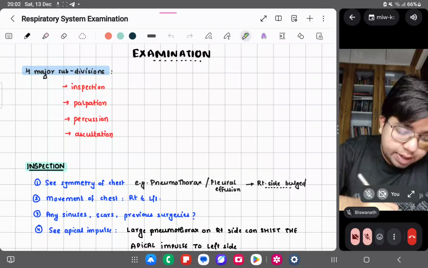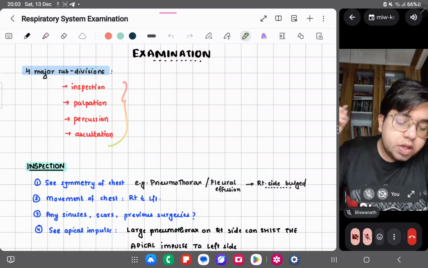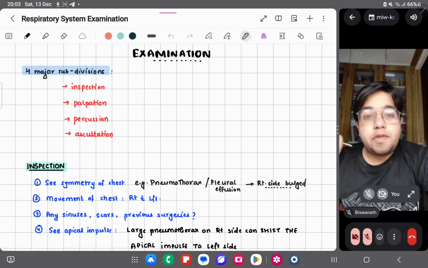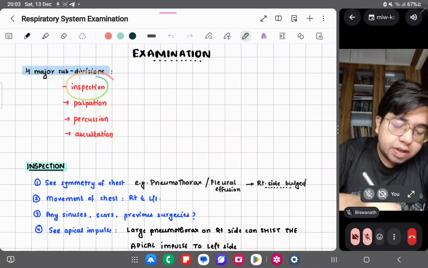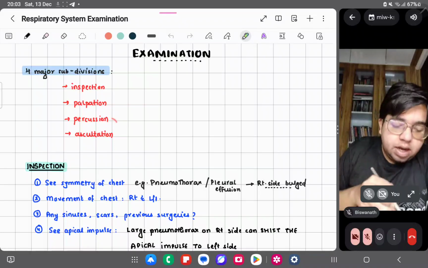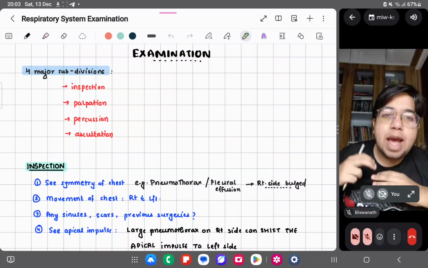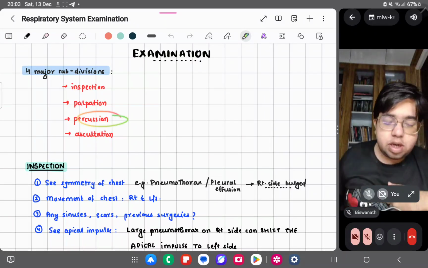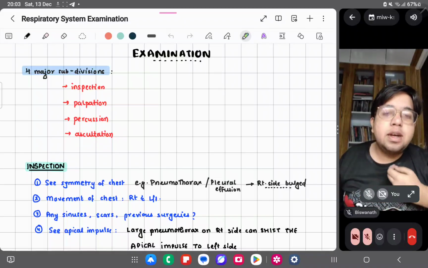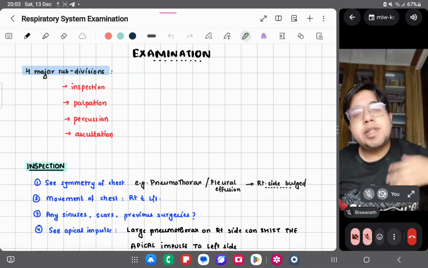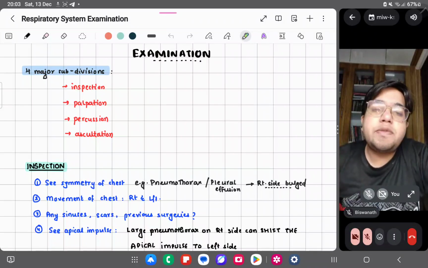Here it is written. Four main divisions, which you start studying from first year itself, are inspection, palpation, percussion, and auscultation. Inspection is what you see visually, palpation is what you feel, and percussion is when you tap, like percussion instruments such as drums. You tap and produce some sound, and you check vocal fremitus and other things. Auscultation, the jewelry of doctors, is hearing with the use of a stethoscope.